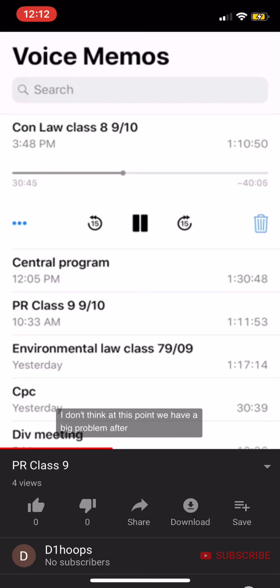I don't think at this point we have a big problem. After we have this type of discussion, at this point, assuming that there's adequate insurance, and there's no indication in this fact pattern yet that there isn't adequate insurance, this is a conflict that could be consentable. Do we need to get informed consent before undertaking this joint representation?